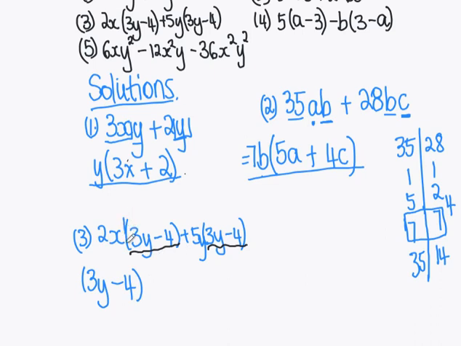So here, when this is taken out as a common factor, what do you have left? We're left with 2x. Then again here, when 3y minus 4 is taken out as a common factor, we're left with just plus 5y. Okay. Then let me just erase this one quickly.